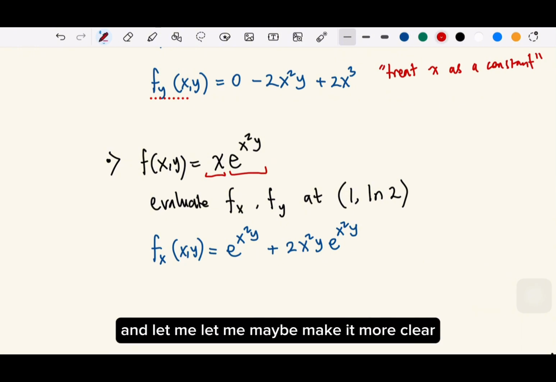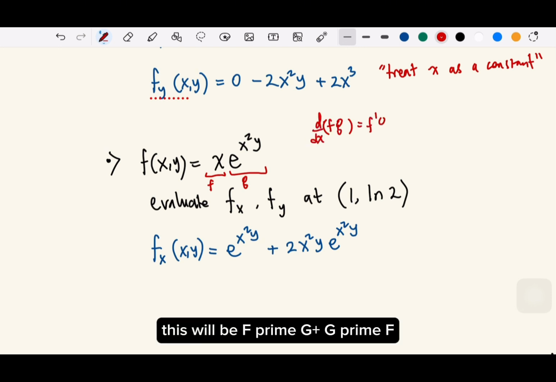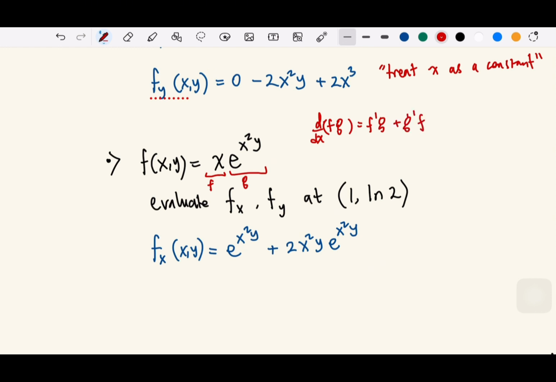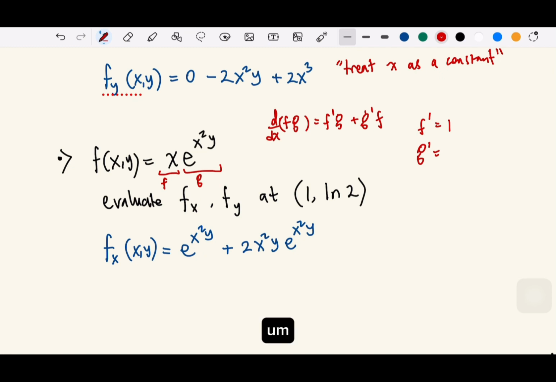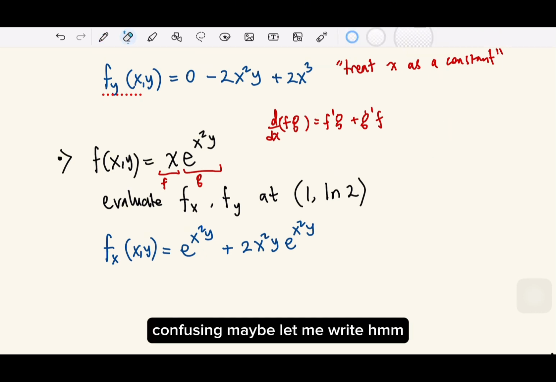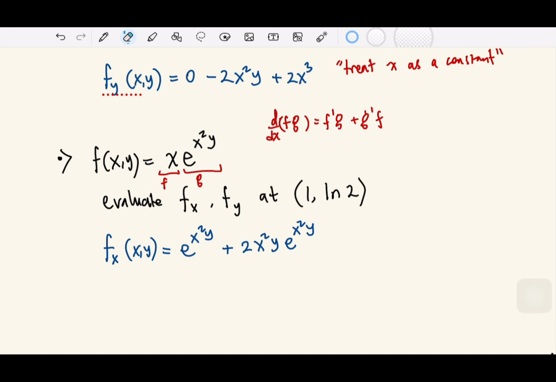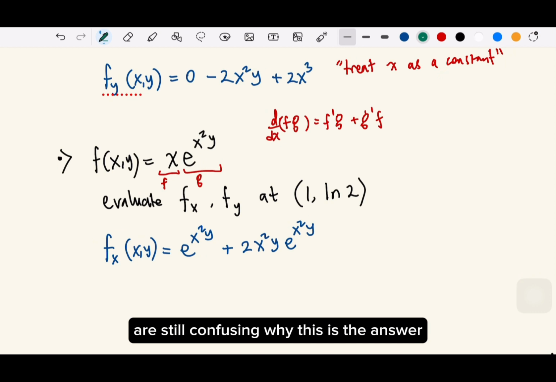Okay, let me make it more clear. So this is f g. Remember that when we have f g, this will be f prime g plus g prime f. And the f prime is just 1. Do you get it, this partial x? Okay, any questions? Or still confusing? Why this is the answer?